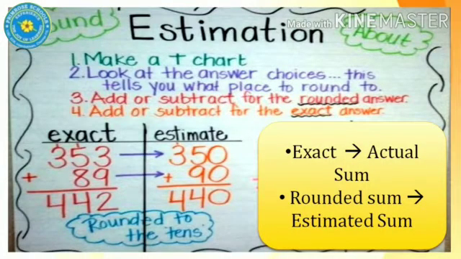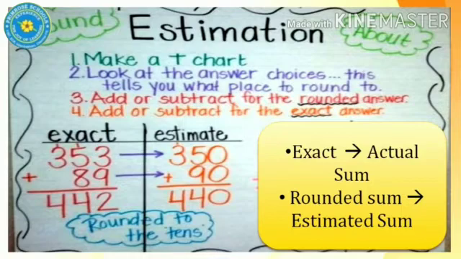So, what are the steps to do the estimation? First, you have to draw a T-chart, something like the one shown in the image. Then, you have to take a look at the answer choices. It tells you what place you have to round to. But in our problems, we are going to round it to the nearest tens always. Then, we can add or subtract for the rounded answer. Okay? And also we can find out the exact answer too.